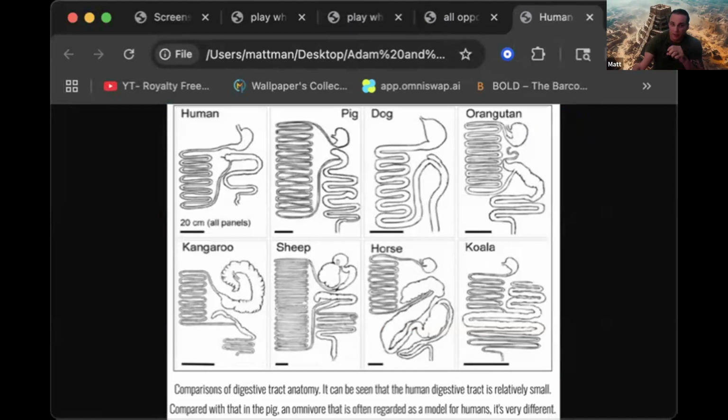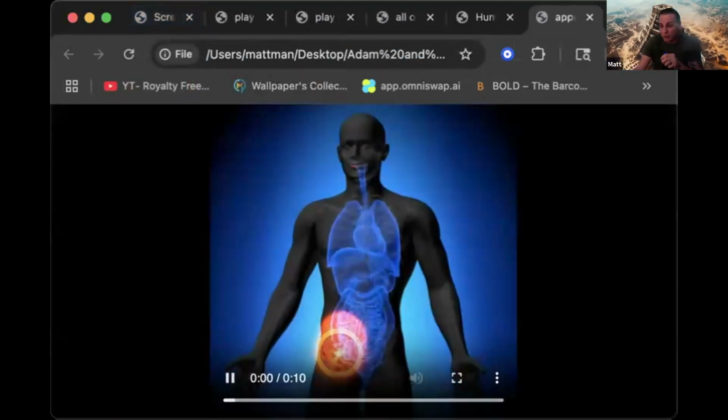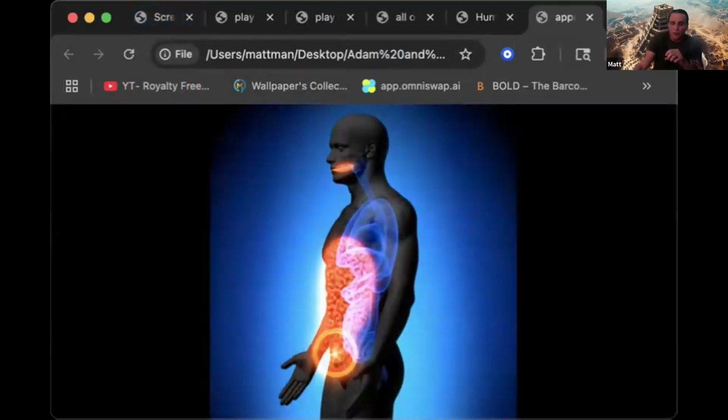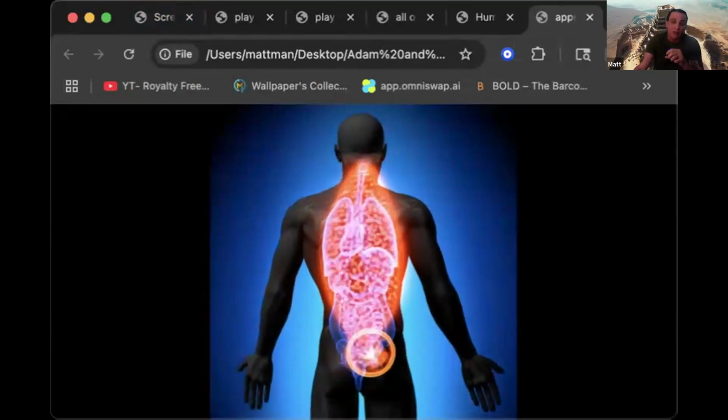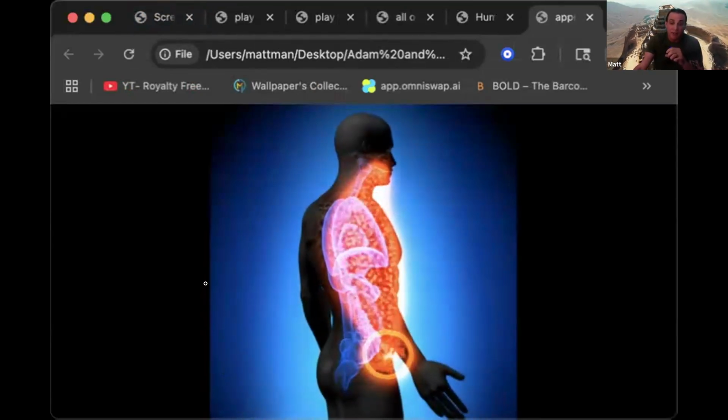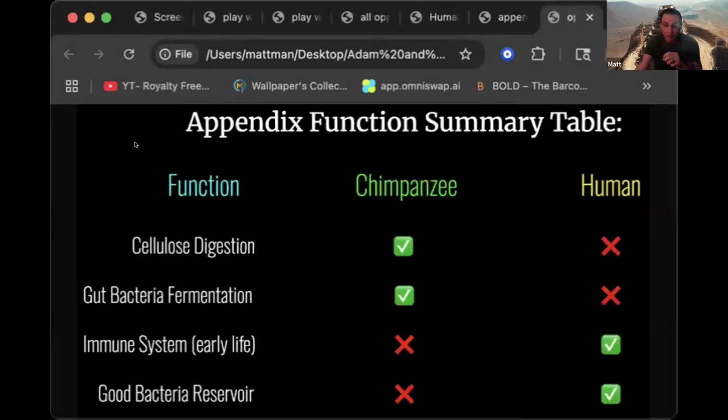So another good independent line of ancestry would be the appendix. We are told that this is a vestigial leftover remnant of evolution that lost its primary function. But yet when we look inside of chimpanzees and compare them to humans, we find that they both have functions that are totally opposite of one another.